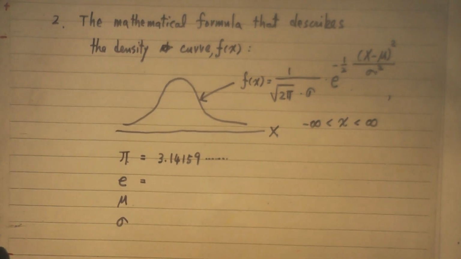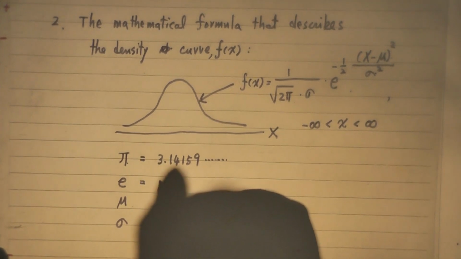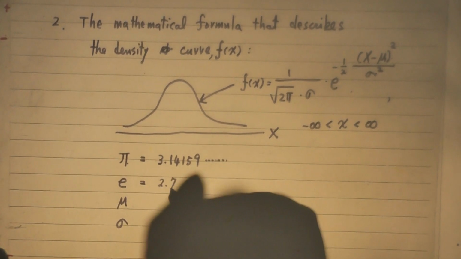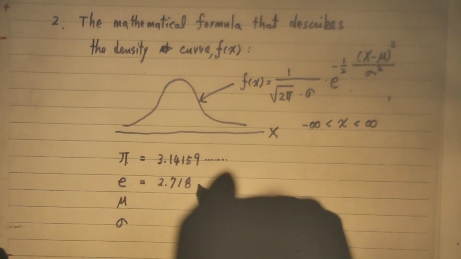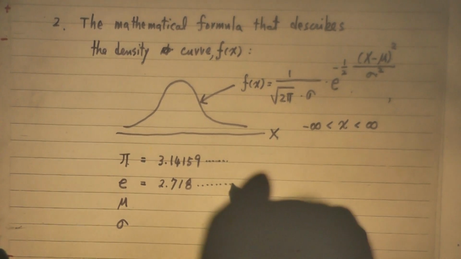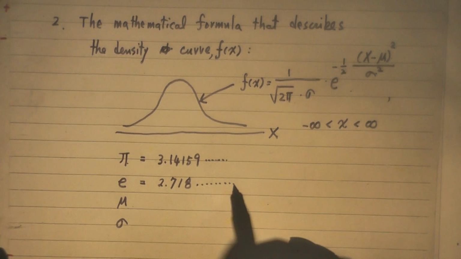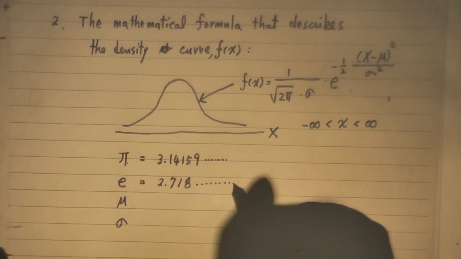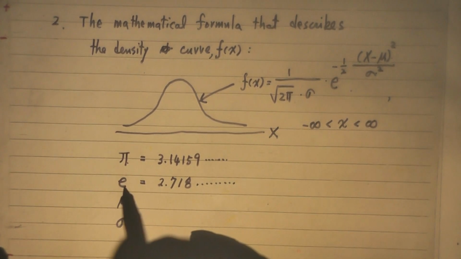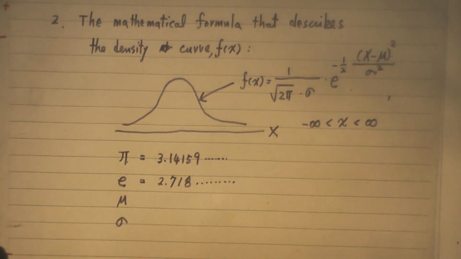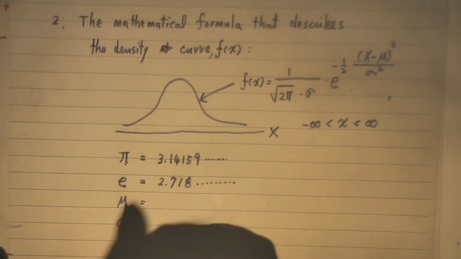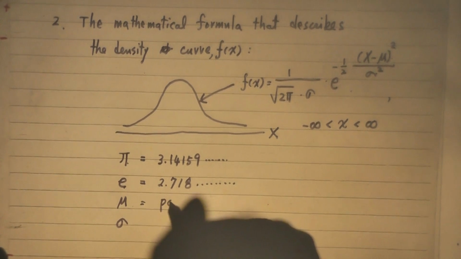Now, e is another irrational number. This number is 2.718. E is also an irrational number, so it won't stop. It carries infinitely many decimal places. If you have learned calculus, you will find e a lot, right? Now, next one, mu. What's mu? Mu is the population mean.